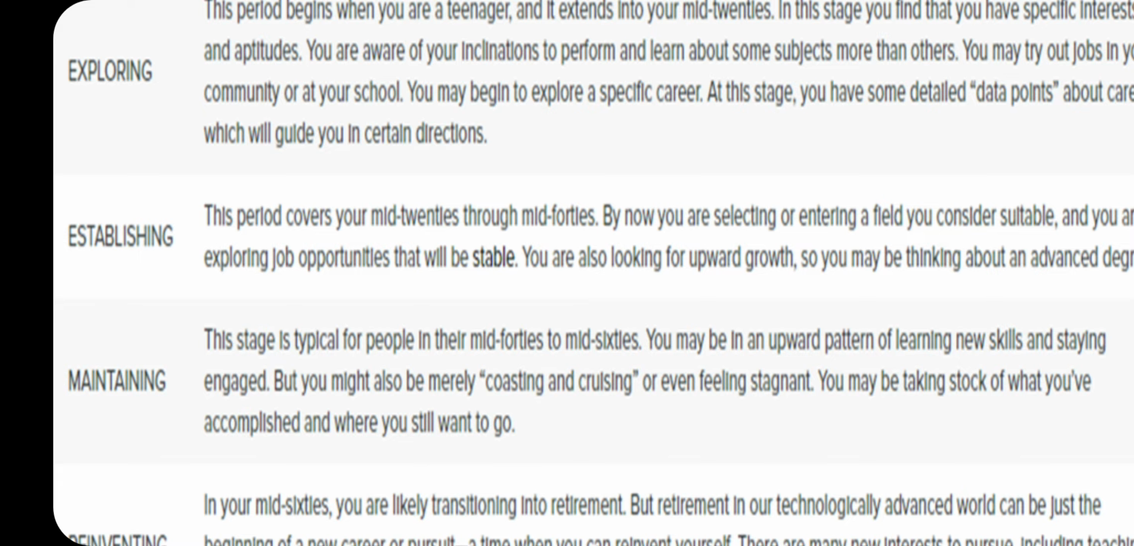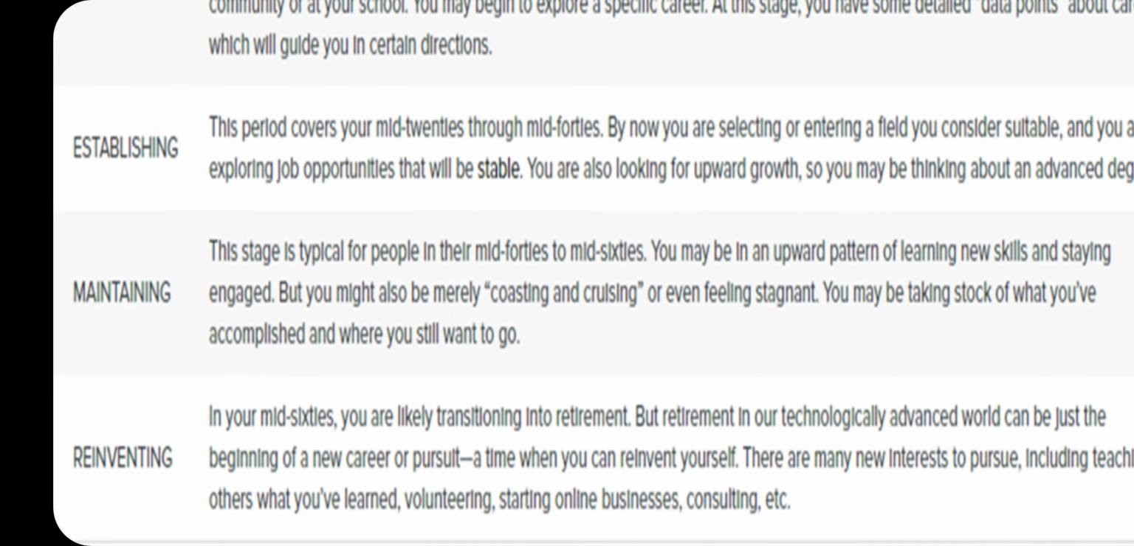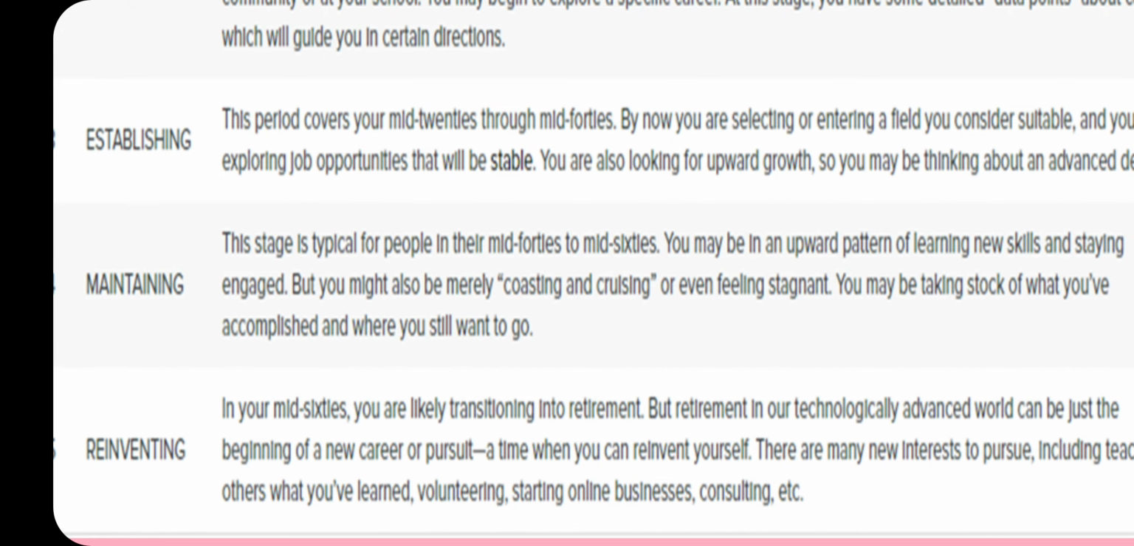Okay. So you have to establish first before you will maintain that stage. So when we say maintaining, this is a stage that is typical for people in their mid 40s to mid 60s. You may be in an upward pattern of learning new skills and staying engaged. But you might also be merely coasting and cruising, or even feeling stagnant. You may be taking stock of what you've accomplished and where you still want to go.